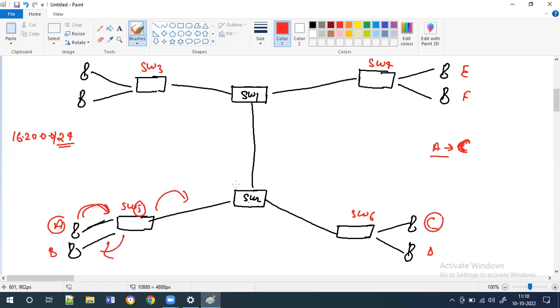It will come to switch 2. Switch 2 will forward here, here. It will come to switch 1. Switch 1 will forward here, here, then here, here. So the destination MAC address is unknown. Because of that, the switch is creating multiple copies of the frame and forwarding to all the switches and all the PCs. And this is the broadcast frame.